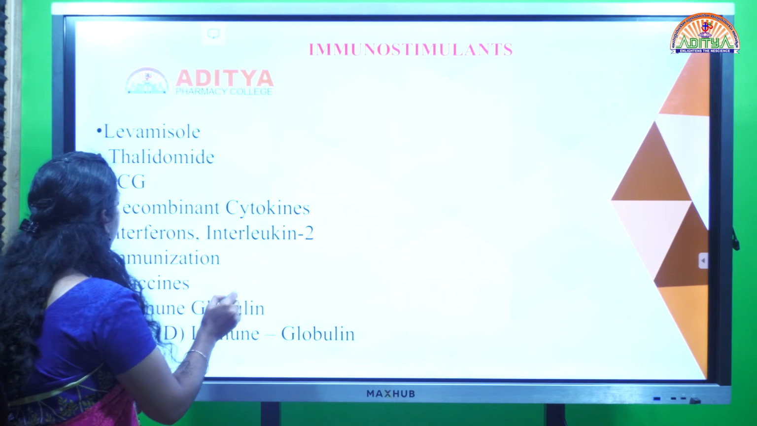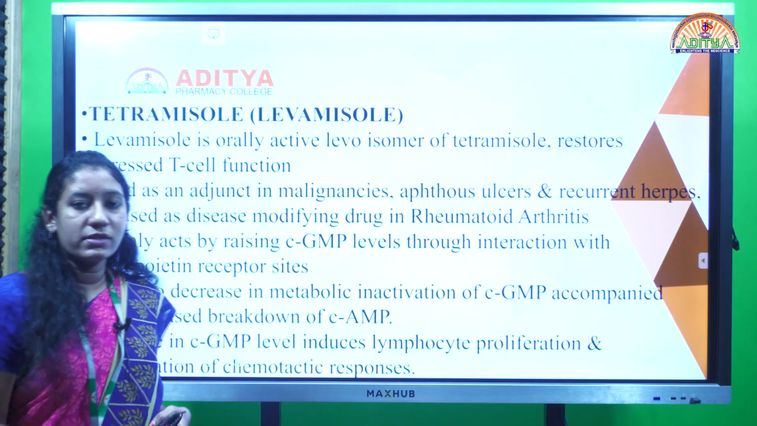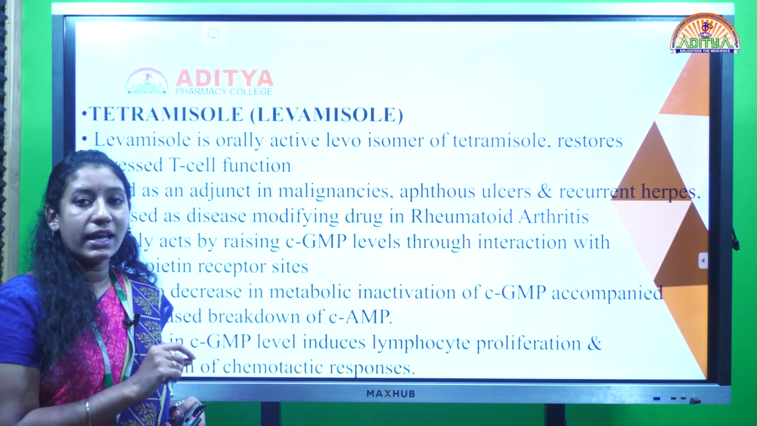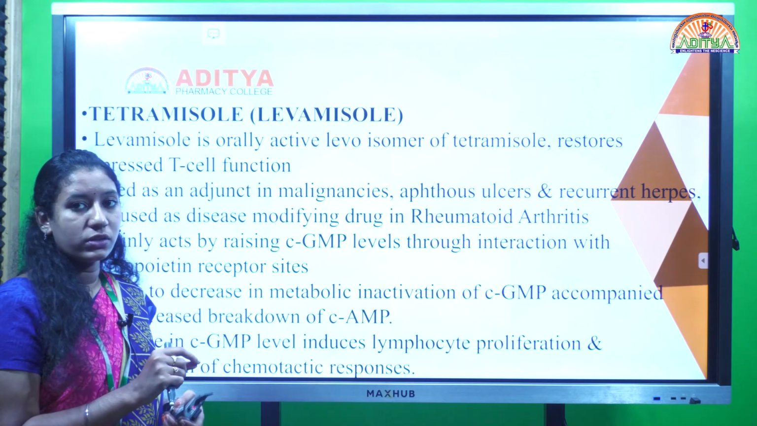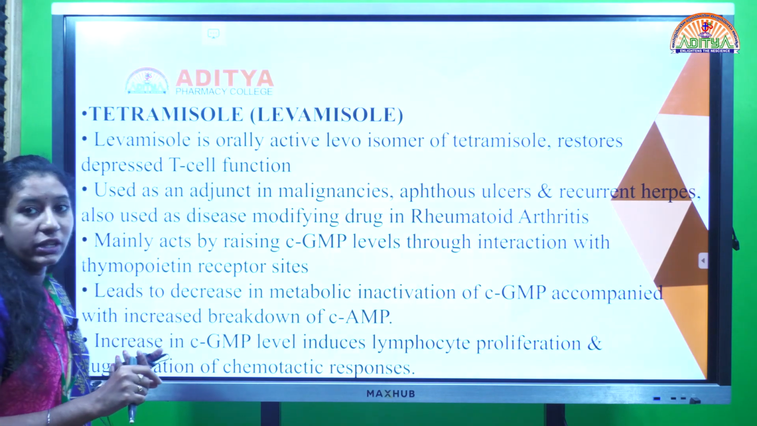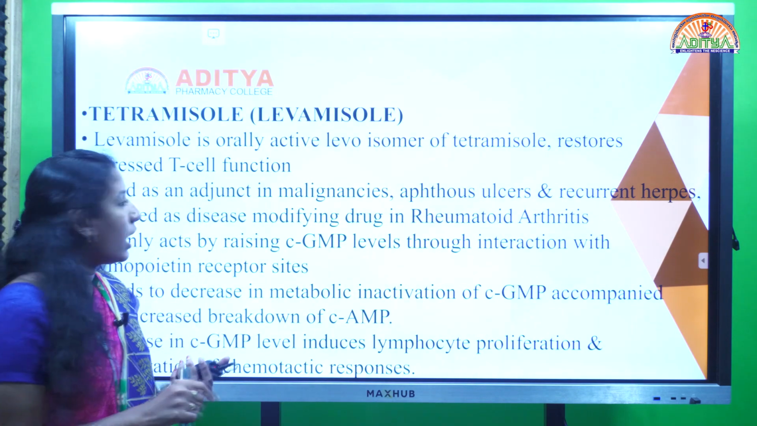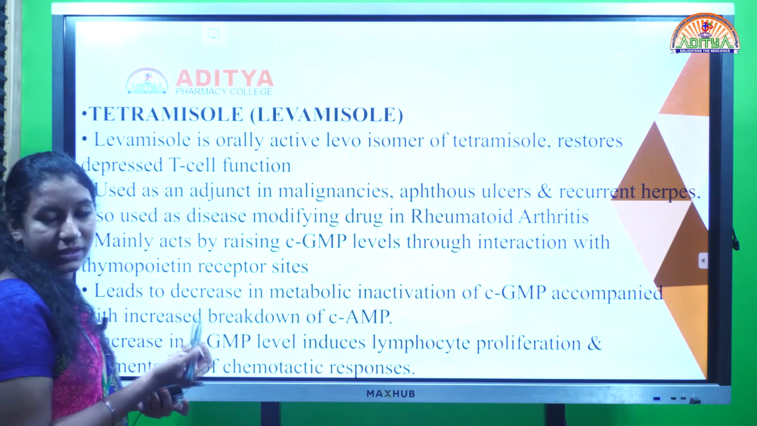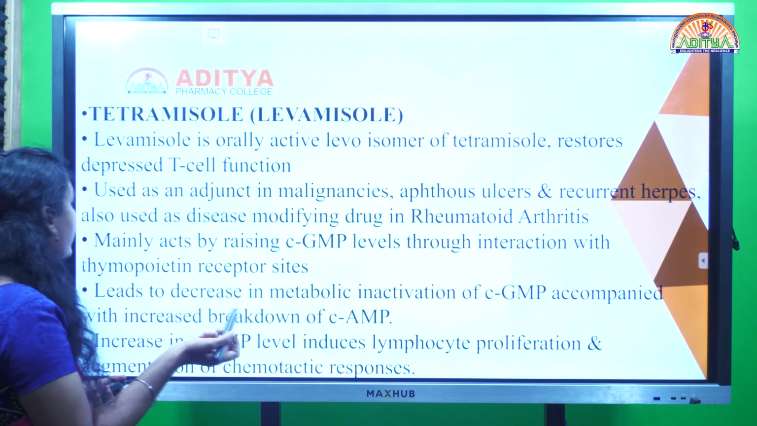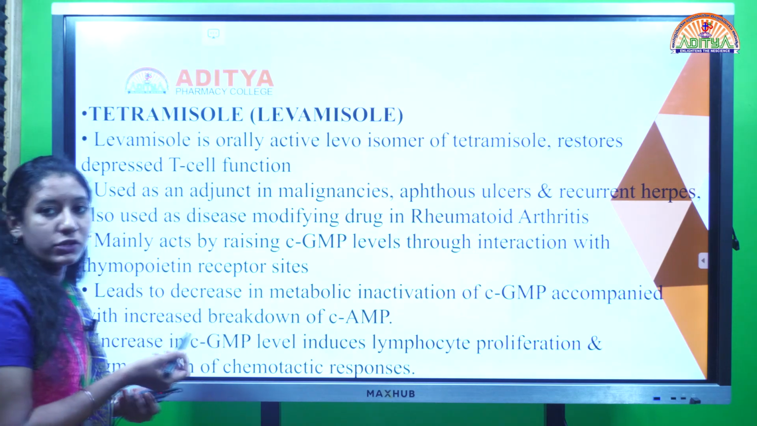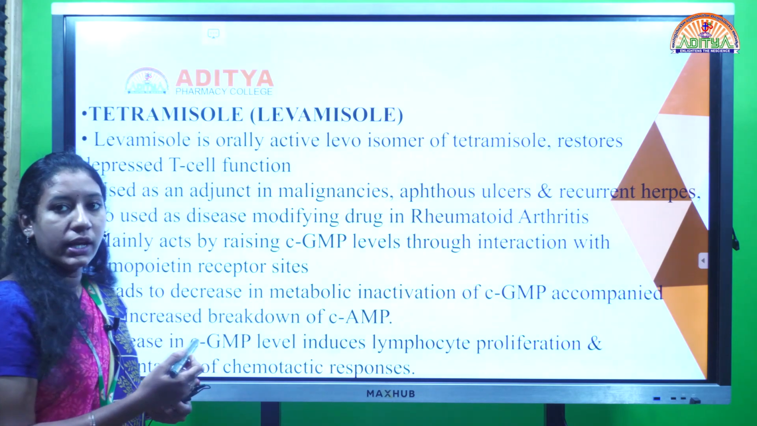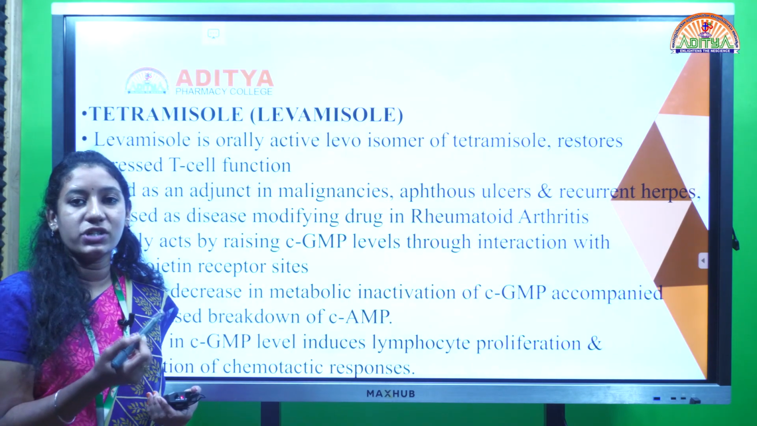So the first one, levamisole, and this drug is also known as tetramisole. Generally it is the L isomer of tetramisole. Levamisole is the orally active levo isomer of tetramisole. Coming to its uses, it can be used in conditions of malignancies, ulcers, herpes virus conditions, as well as in rheumatoid arthritis conditions. Coming to the MOA of tetramisole, it acts by increasing the cyclic GMP levels.